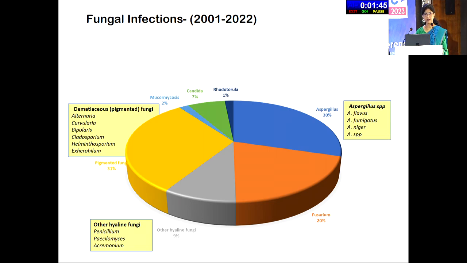Aspergillus as a single genus is the most common pathogen, followed by Fusarium. Also Dematiaceous fungi or the pigmented fungi as a group, they cause a lot of infections, and then there are others like Penicillium, Poecilomyces, Acremonium, Candida, etc.